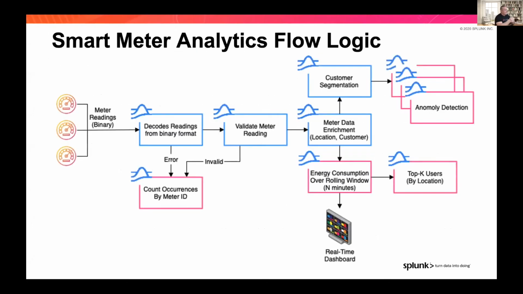Again, apologize for my crudeness, but each one of these boxes with a little Pulsar logo indicates a distinct Pulsar function that performs a particular application or function on the data itself. On the left, the meters, those are the smart meters, and the readings come in a proprietary binary format. We'd have a function that decodes it. And if there are any errors, you start adding a count distinct by meter ID. So that was the count distinct sketch, and you could identify those top offenders for remediation and maintenance.